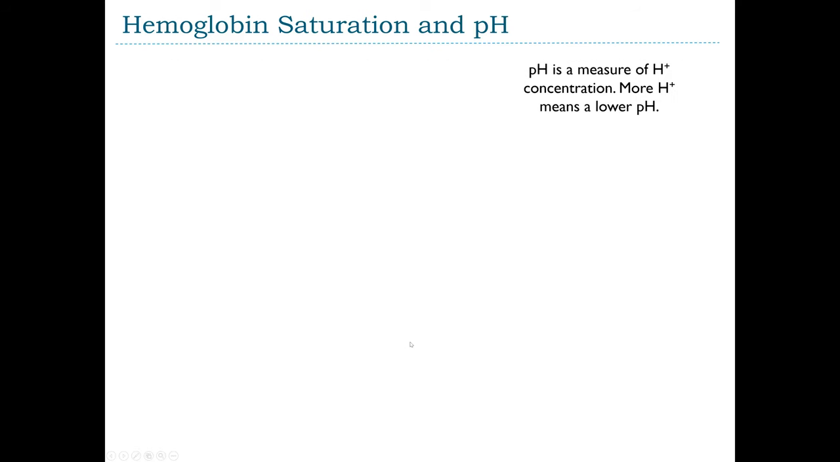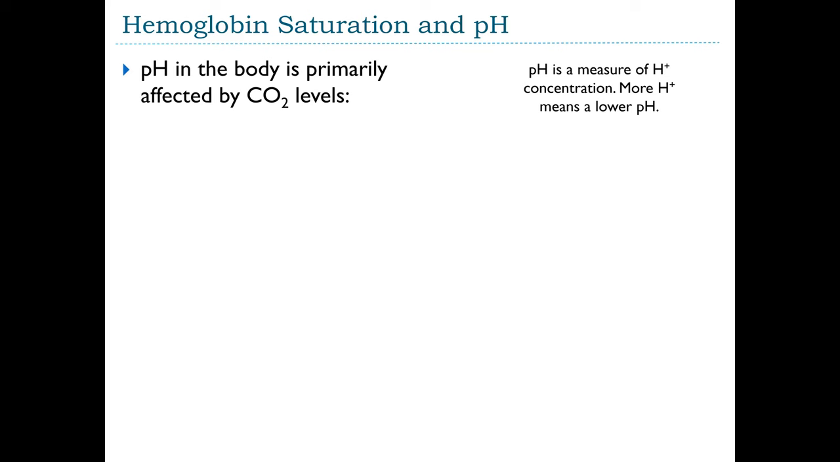So now let's see how the saturation curve changes with the pH. And as a reminder, pH is a measure of hydrogen ion concentration. More hydrogen ion concentration means a lower pH. And we're going to go into great detail about pH in chapter 27 later on in the semester. So for now, we're going to give you a brief introduction.